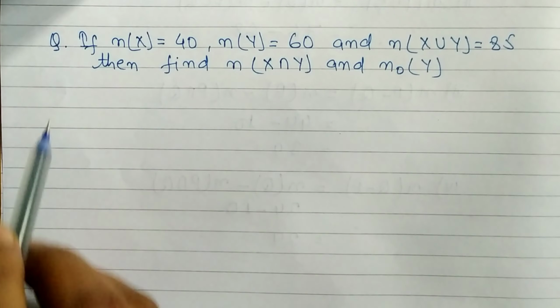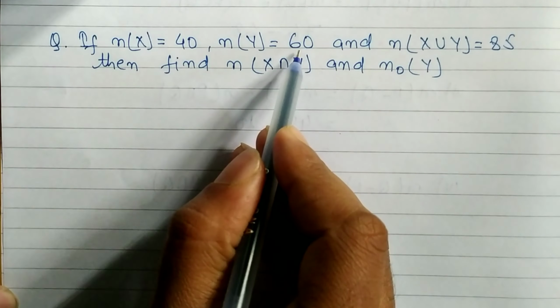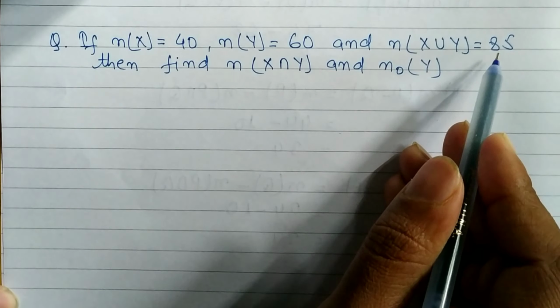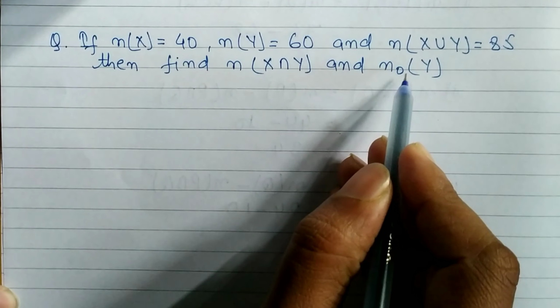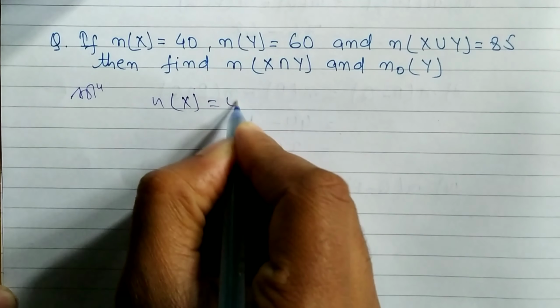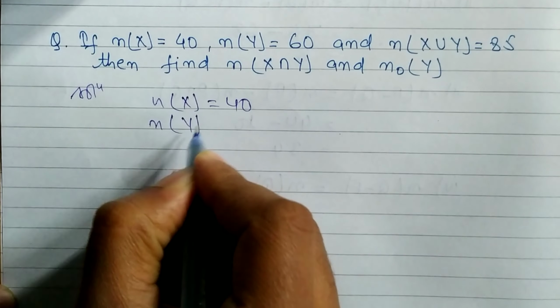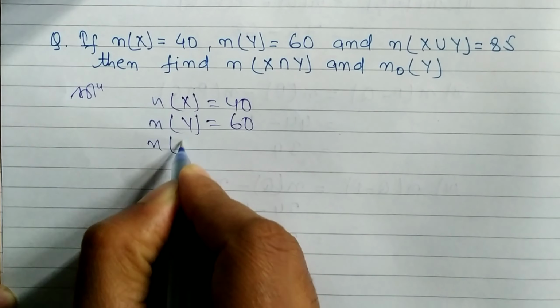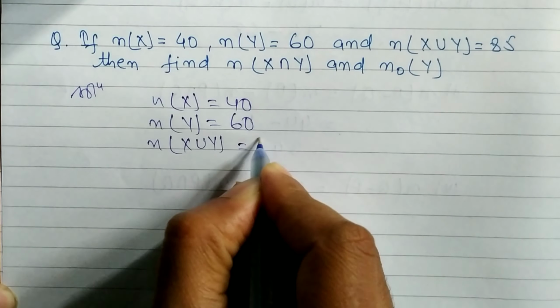This question is taken from sets. You can see here n(X) is equal to 40, n(Y) is equal to 60, and n(X union Y) is equal to 85. We have to find out the intersection and only Y. Let's take a start. Here n(X) is equal to how much is given here? 40. Similarly, n(Y) is equal to 60. Similarly, n(X union Y) is equal to 85.